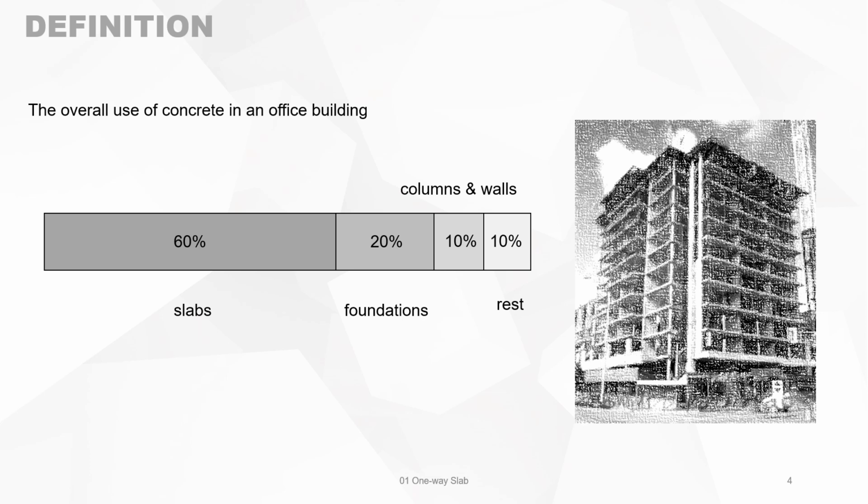Looking at the overall use of concrete in an office building, you can easily see that 60% of the total concrete volume will be for slabs, 20% for foundations, and another 10% for columns and walls.